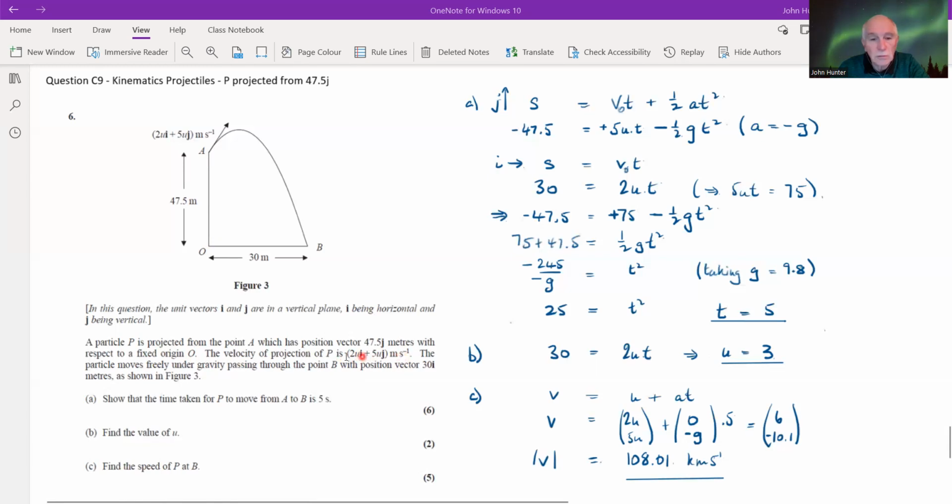We don't know the actual value in numeric terms, but looking at this, it's more up than it is out. So we can say that much at the moment. The particle moves freely under gravity, passing through the point B with position vector 30i, as shown in the diagram, 30i meters. So that's that distance there. Show that the time taken for P to move from A to B is 5 seconds.